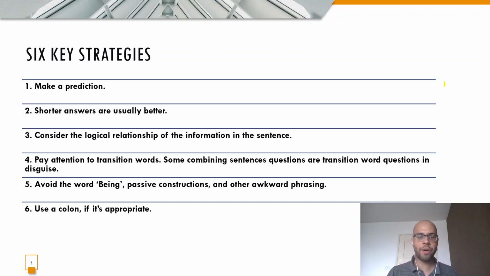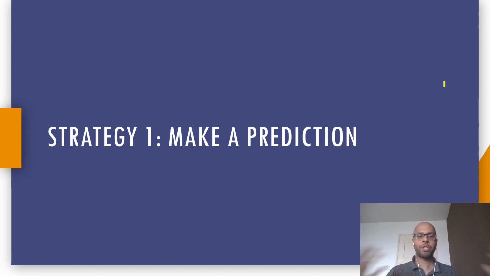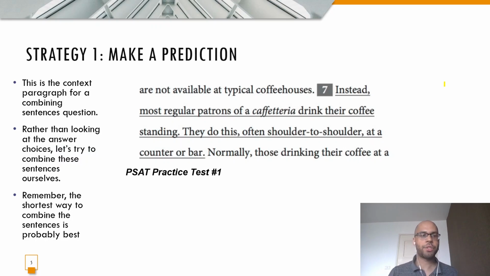So let's get started and look at some of these questions. Strategy 1, as we said, make a prediction. Let's take a look. What we're looking at now is what's known as the context paragraph. So we're basically seeing what the question is asking us to do, or what it's asking us to unite. Notice that 2 full sentences are underlined here. You may see a situation where only this part is underlined.